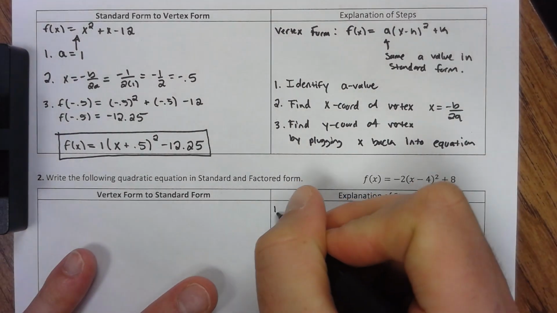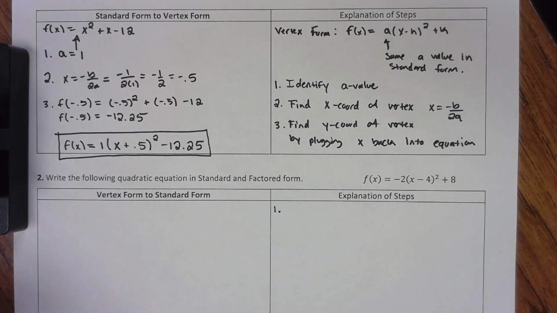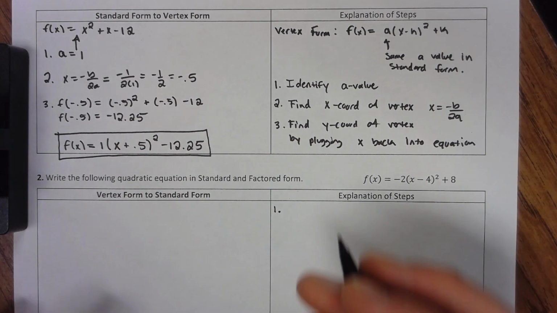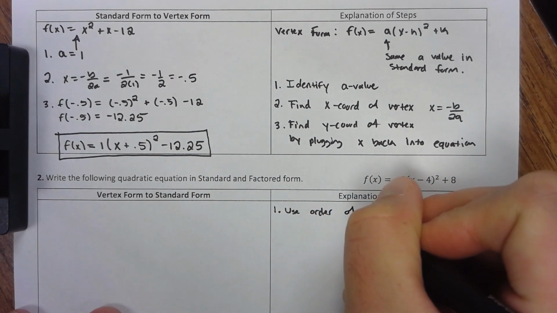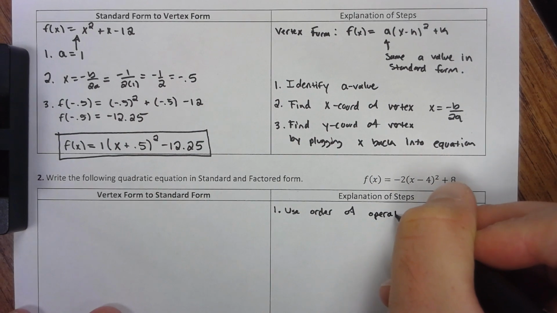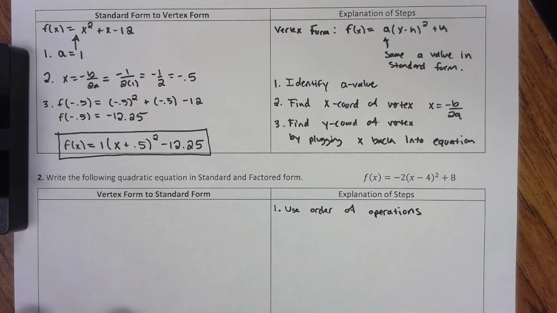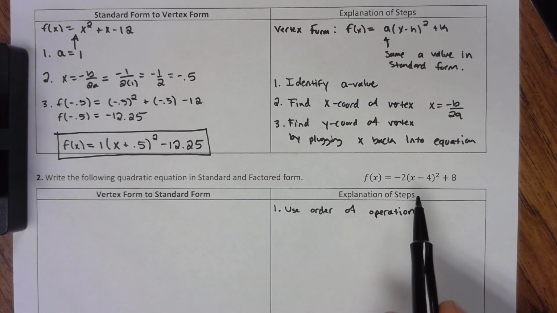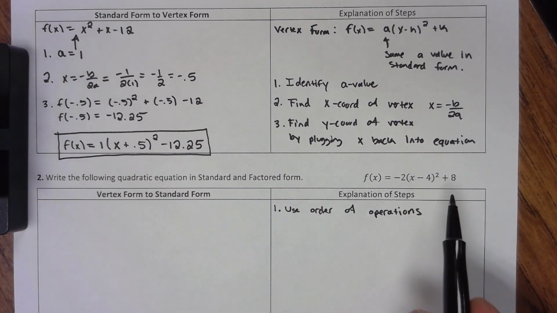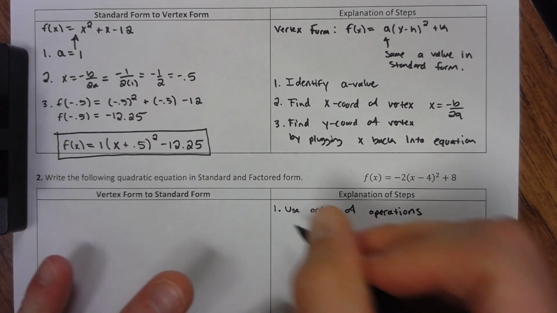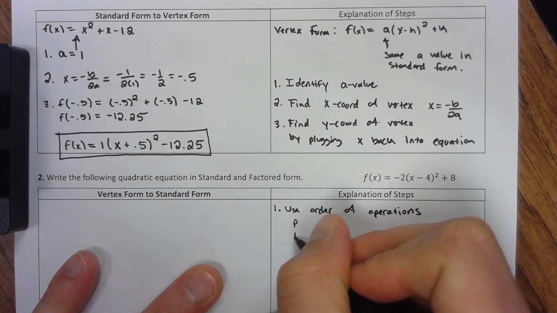So step 1, and really the only step that we're going to do, is use order of operations. That's really all that we're doing. We're basically using this equation, and we're going to figure out what x minus 4 squared simplifies to be, and then multiply that by negative 2 and then plus 8. Okay, so remember that order of operations is PEMDAS.